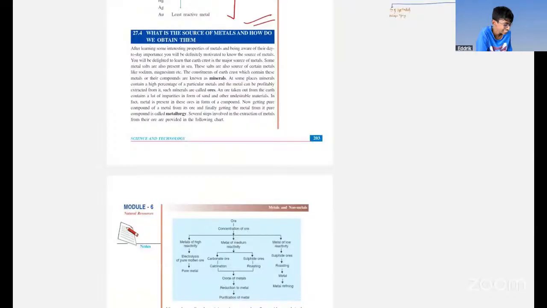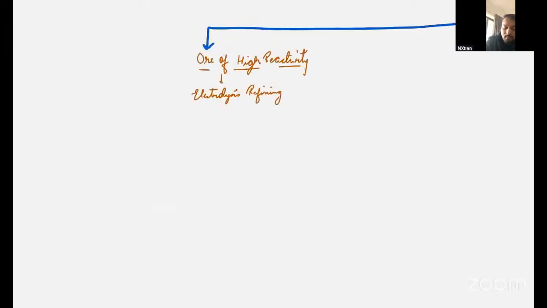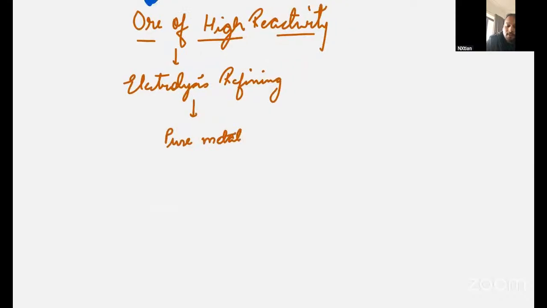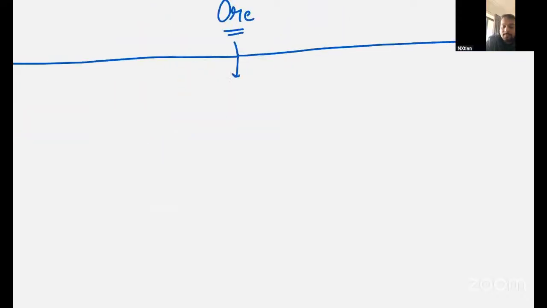And then after electrolytic refining, we get pure metal. This is if we get the ore of high reactivity. Did you get it, guys? Yes or no? Hello. Can you hear me? Yes, got it.